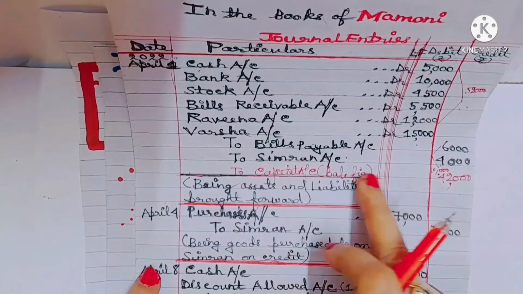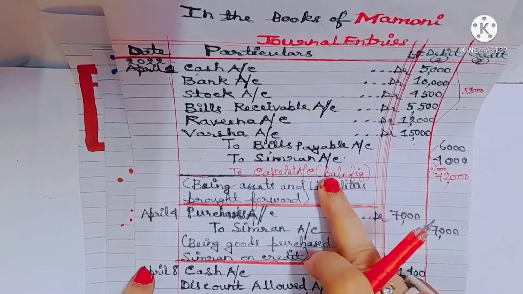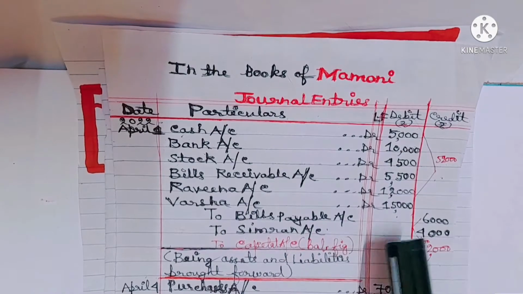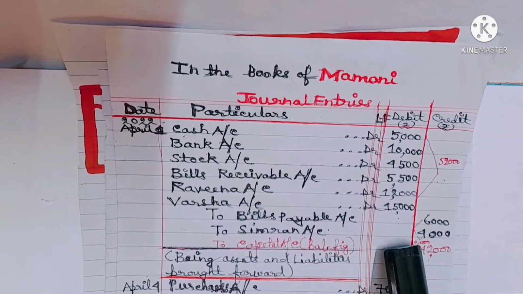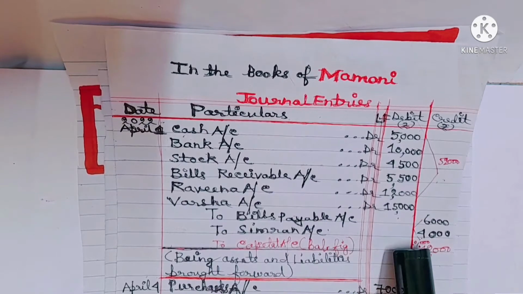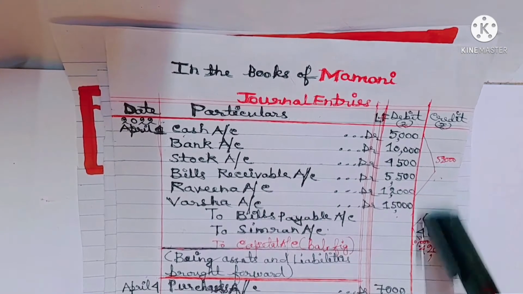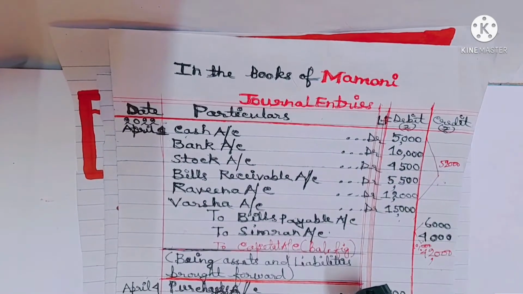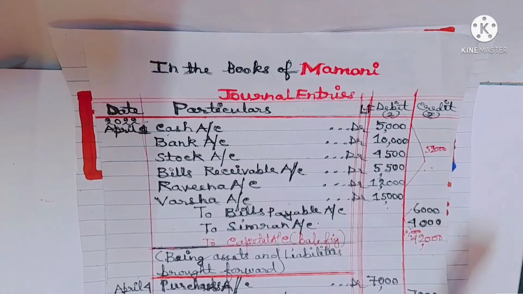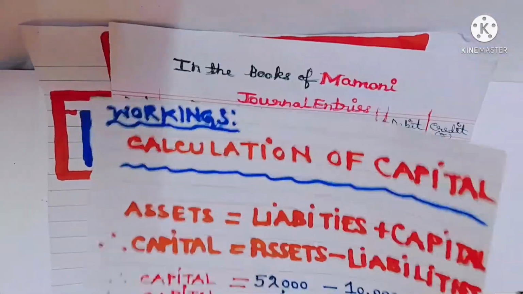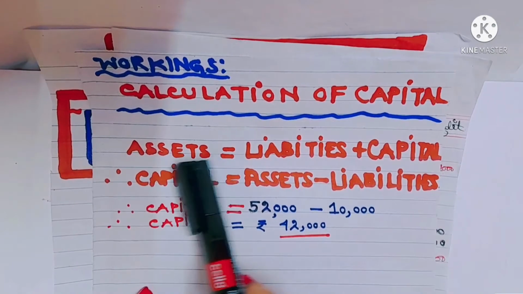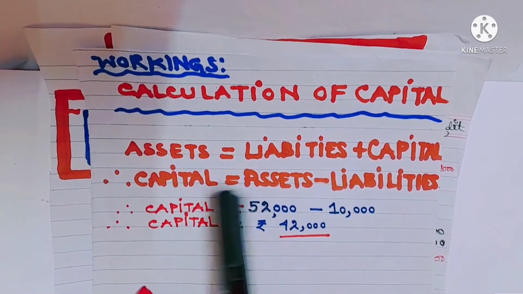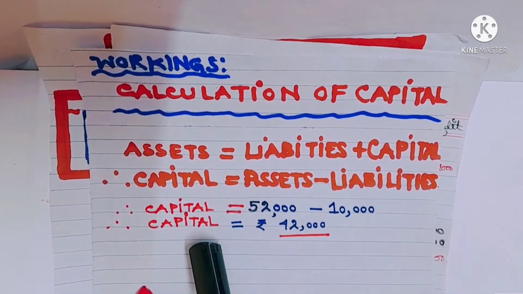Understood? Liabilities side e jodi kono balancing figure hoy, that should be always capital. Please remember, if the balance of the capital account is not given in the question, it will be found out by deducting the total of liabilities from the total of assets. Understood? We got to apply the accounting equation. Calculation of capital. Assets is equal to liabilities plus capital. So, capital is equal to assets minus liabilities. You'll get the value of capital.